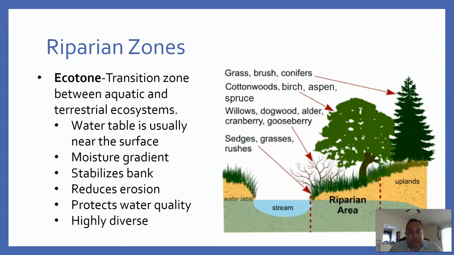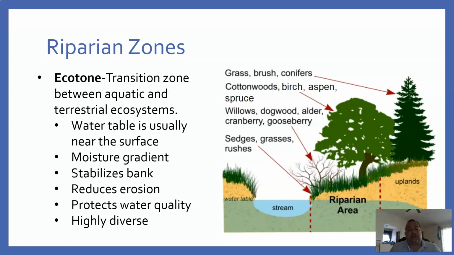So with a riparian zone, what good is a riparian zone? Well, it helps provide a moisture gradient, so it helps make sure that some of the areas keep some water while some water still works its way into the soil and into the stream. Helps stabilize the bank, helps reduce erosion into the stream and keep sediment out of the stream, protects the water quality, and riparian zones are highly diverse areas.